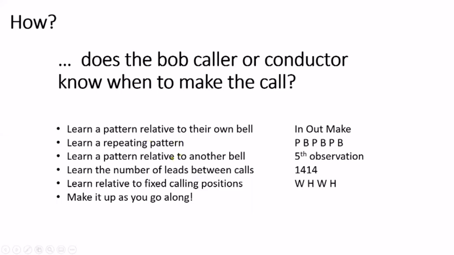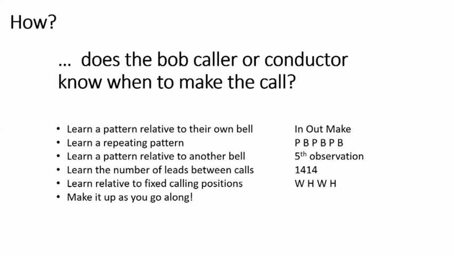The third way of doing it is to learn a pattern, but relative to another bell. This is a degree more complicated than the first one because you have to watch someone else. The easiest thing to do potentially in Bob Doubles is to call one bell by observation. So you look to see when one bell is making 4 blows behind. And you may, especially at first, translate that to what you're doing yourself. But calling the pattern relative to another bell is a third way of doing it.